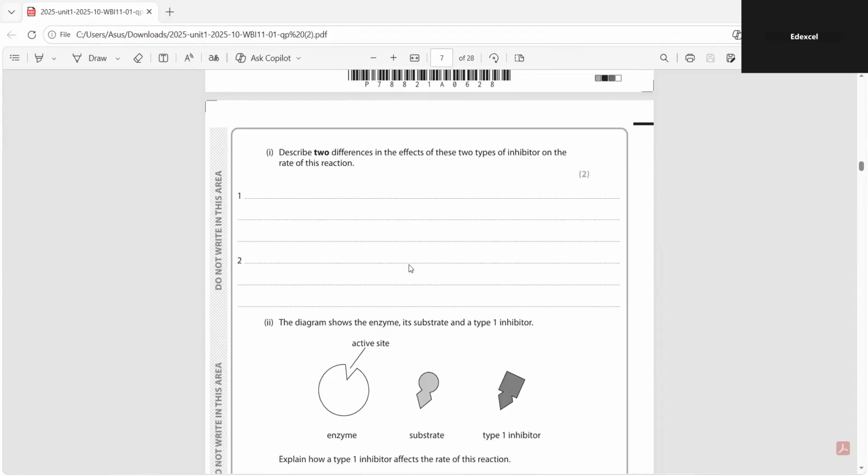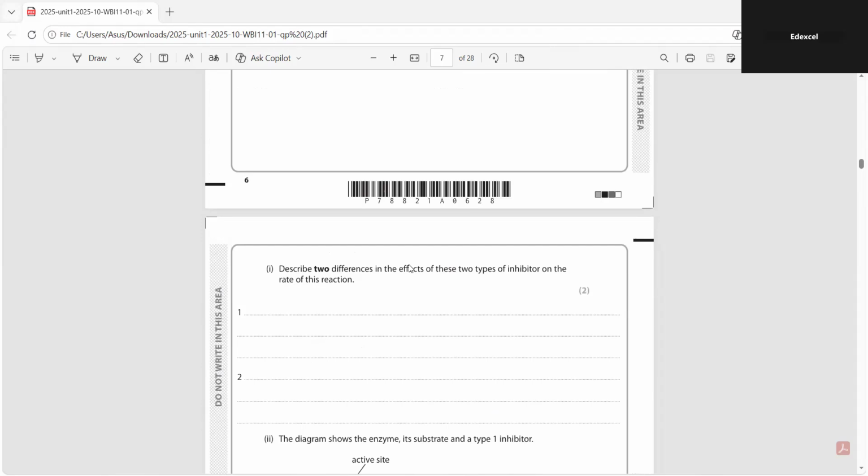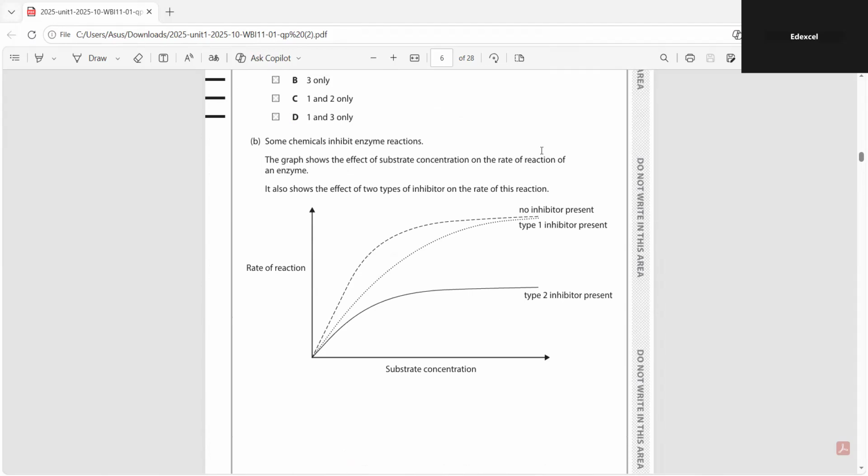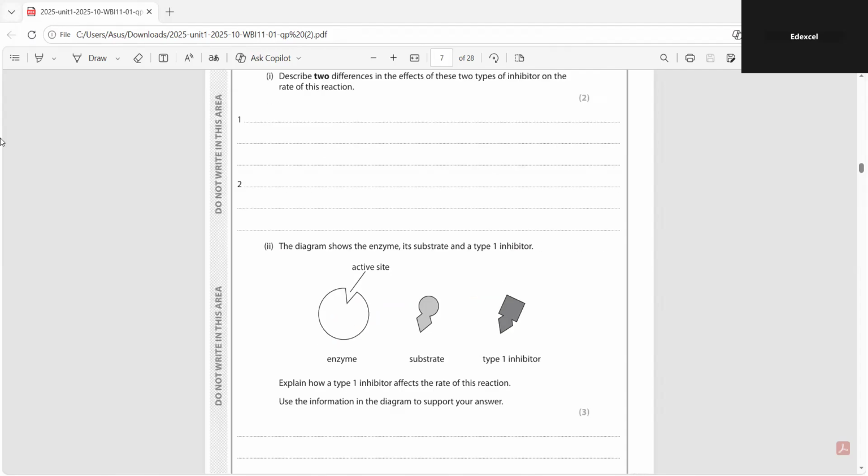So for that, what you can write is, the type 2 inhibitor slows down the rate of reaction more than the other two inhibitors, right? So it slows down more than the other two, which are type 1 and no inhibitor also. Type 2 causes the rate of reaction to level off, but type 1 doesn't. So these are the two. Here you can see it is going as level off, but in type 1 it is still going on. So those two points can be written in the answer. So let us write that answer first.